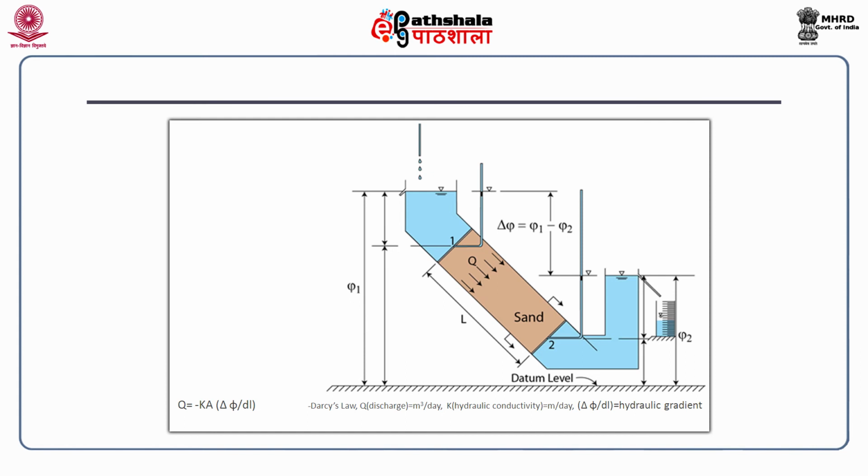Now the reason sand was chosen was to show that the higher the hydraulic conductivity, the higher the groundwater flow. So Darcy's law essentially talks about groundwater flow based on the hydraulic conductivity, which happens to be a property of the soil, and the gradient. By gradient we mean the difference in the levels between two parts of the aquifer.